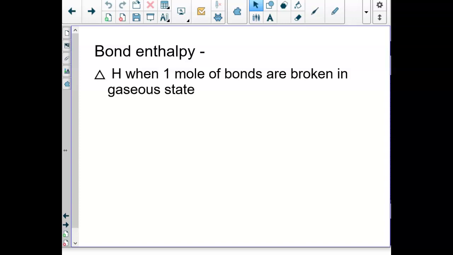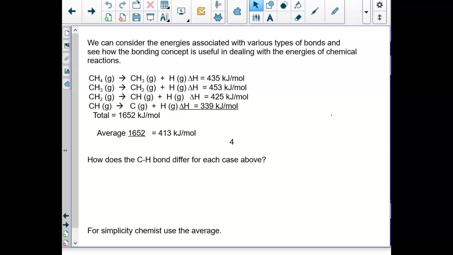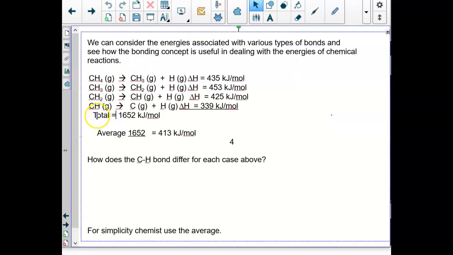Please copy down the definition for bond enthalpy. When we consider the energies associated with various types of bonds and see how the bonding concept is useful in dealing with energies of chemical reactions, we can look at this example here, where we have several organic structures that are breaking down into its components.